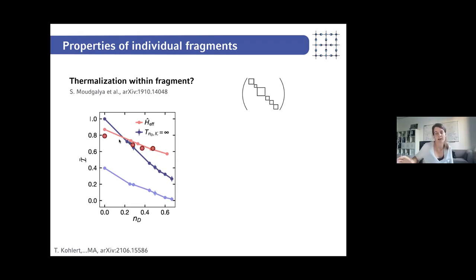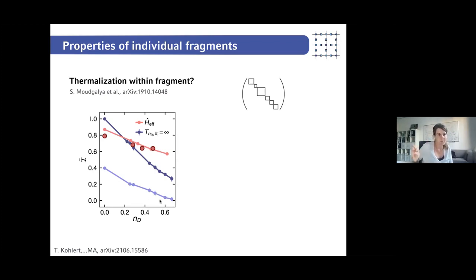So we look at the long time steady state value as a function of the doublon fraction in the initial state. First of all, we see it's non-zero, which is expected. It's non-ergodic within the symmetry sector, but it does not tell us yet what happens within one fragment. And this is what you see here in this light blue data, the prediction of a thermal behavior within the fragment our initial state lives in.